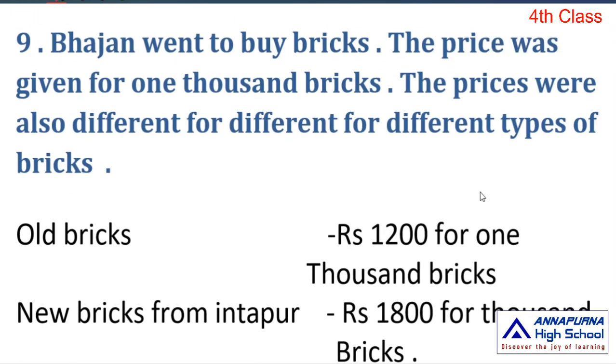Okay children, this sum is from our textbook. On the 12th page you will find this sum. First I will read the sum, please listen properly children. Bhajan went to buy bricks. So he wants to buy bricks. The price was given for 1000 bricks. Here one list is there, with the price for 1000 bricks. The prices were also different for different types of bricks.